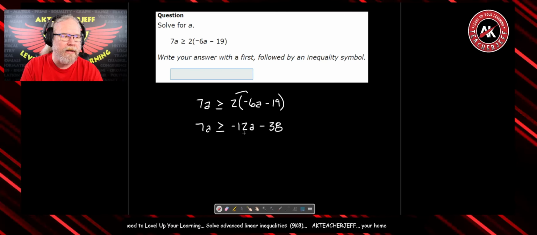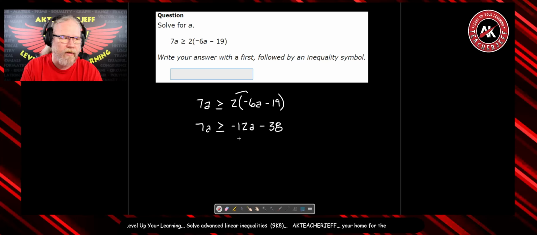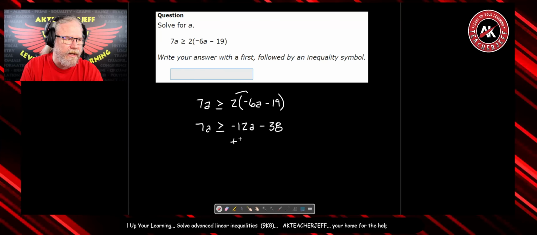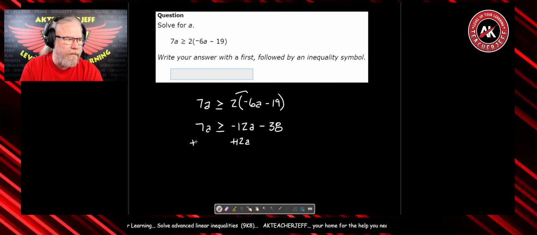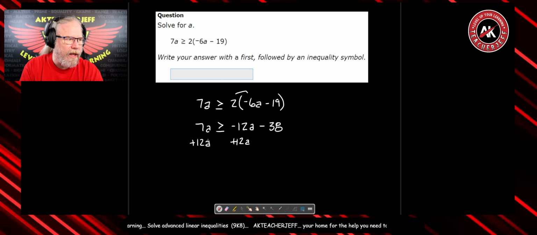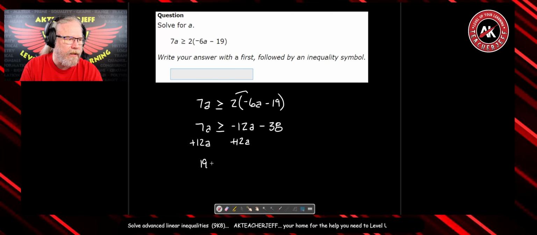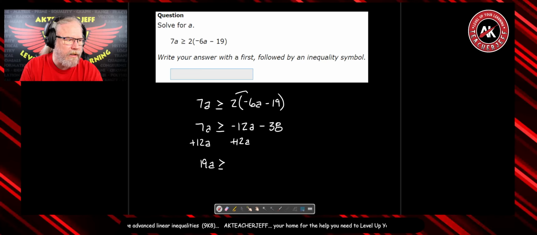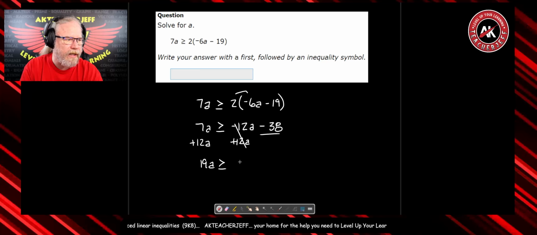Well, I've already got 7a over on the left. I've got a negative 12a on the right. So in this case, let's go ahead and add 12a to each side. And 7 plus 12 is going to be, what is that, 19? 19 a's. The negative and the positive are going to cancel each other. And then now let's bring down the negative 38.